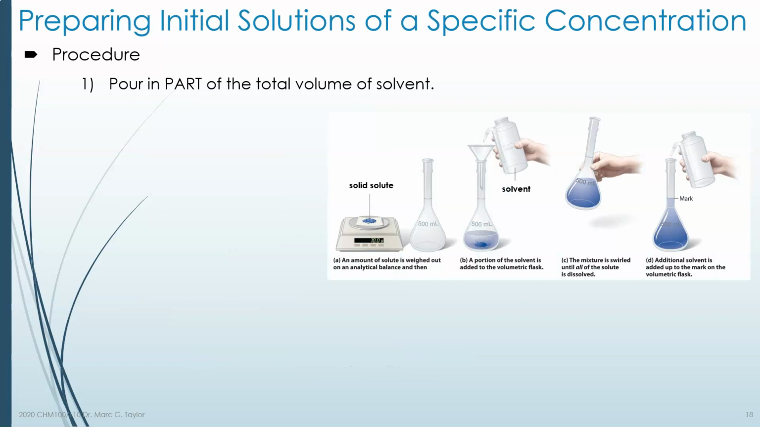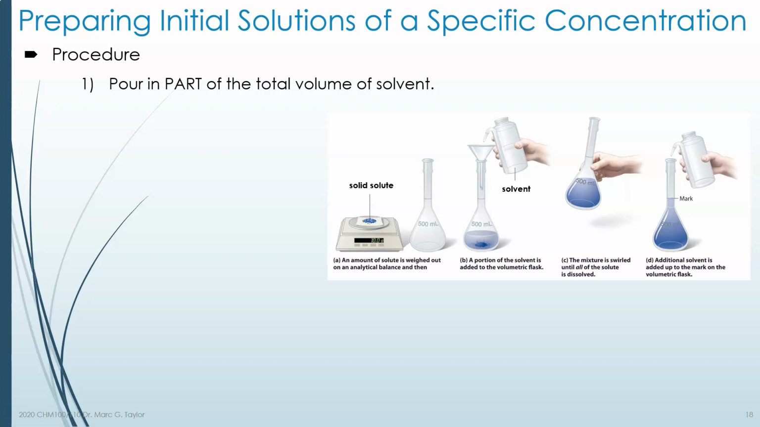So how do we make solutions in the lab? Well, you might think, oh, you just take the solute and you put it in the solvent and you mix it up and you're done. But remember, we have to be careful about having the exact right solution, and we don't always know how much solvent to add. Because remember, the solute can take up volume in our container as well, and we don't always know what that volume is.